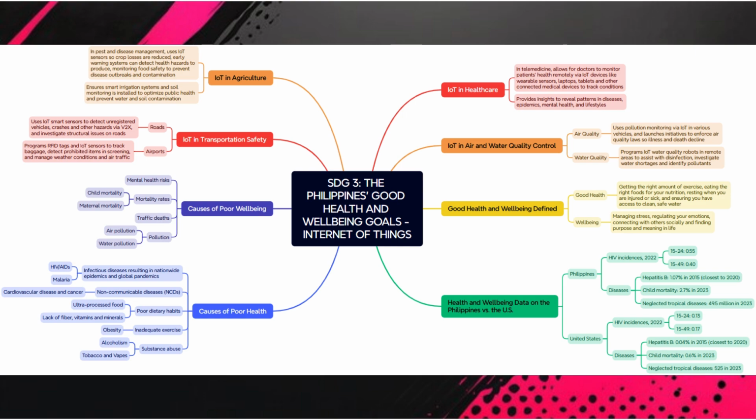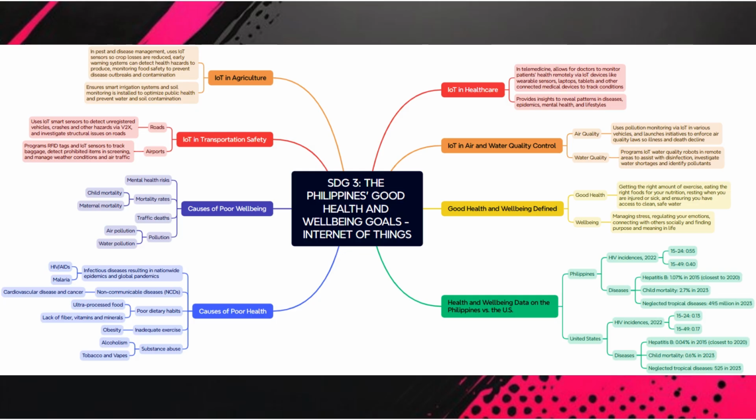In the Philippines, you have HIV incidences in 2022 in the 15 to 24 range compared to the US, which is 0.15, the Philippines has 0.55. For the 15 to 49 range, 0.17 for the US, 0.40 in the Philippines.